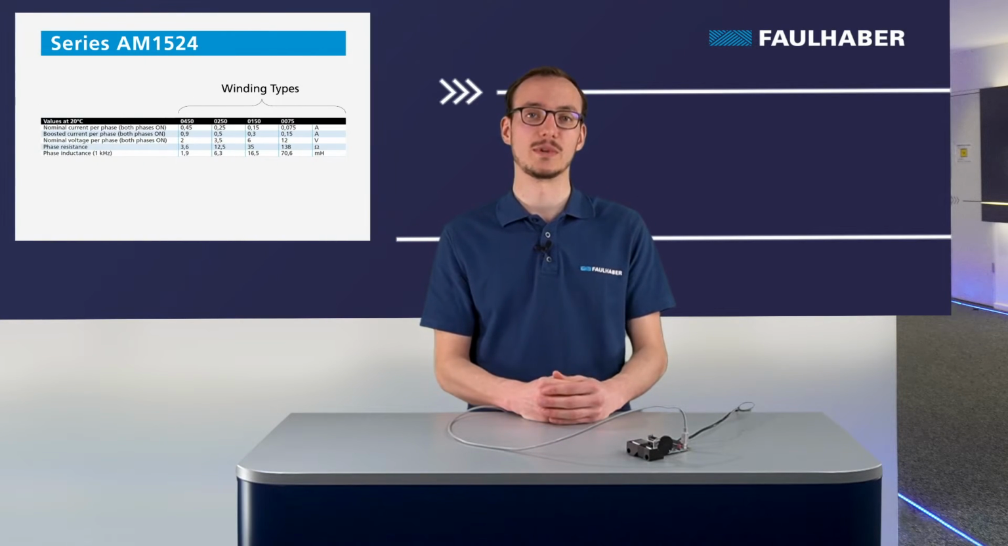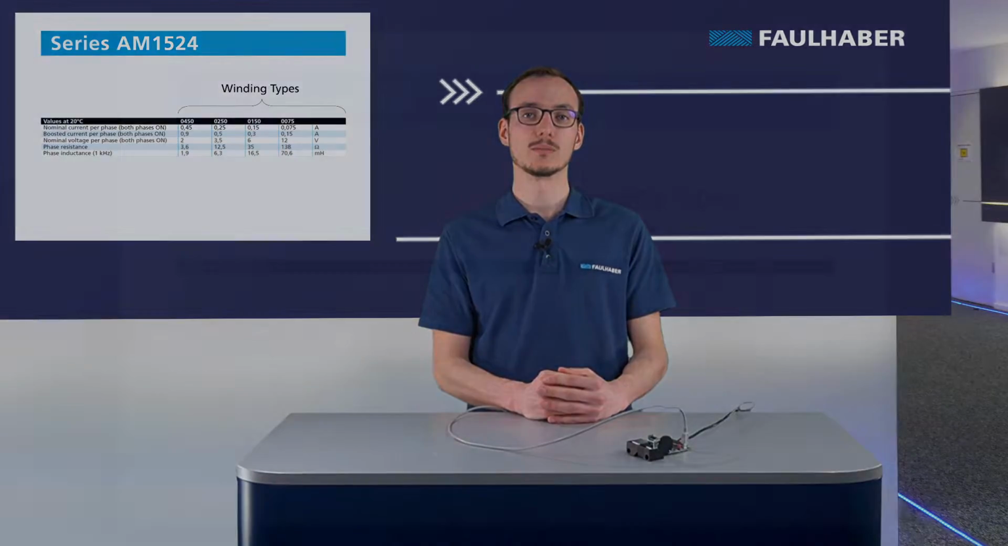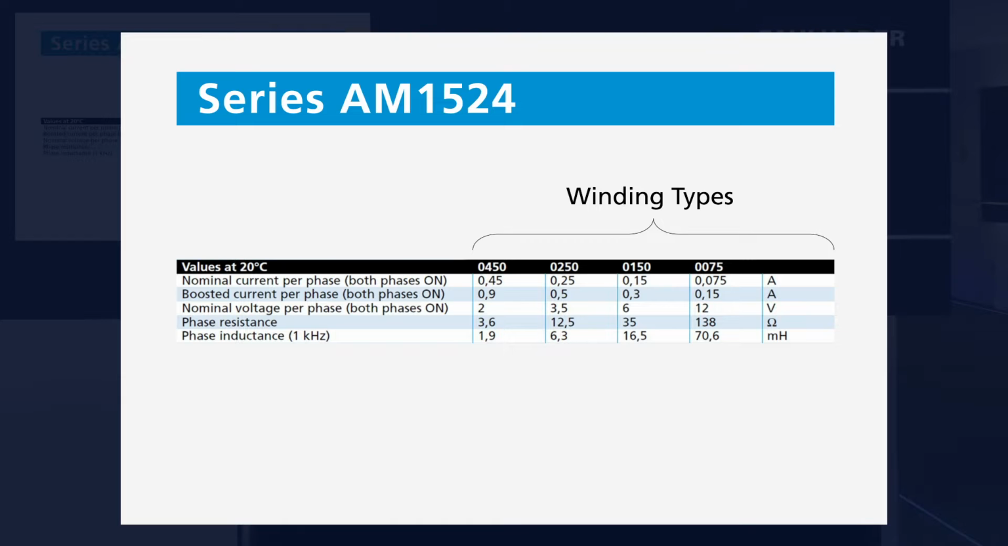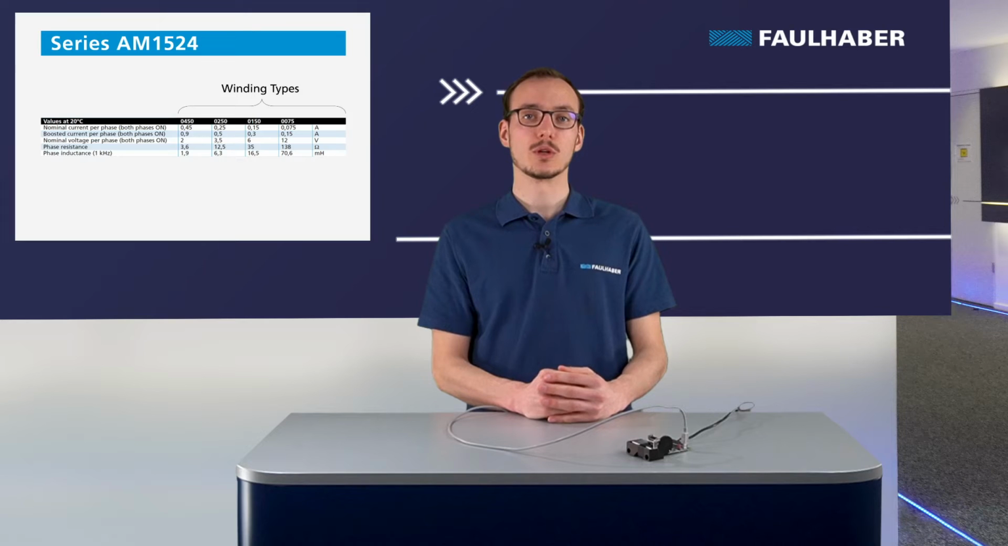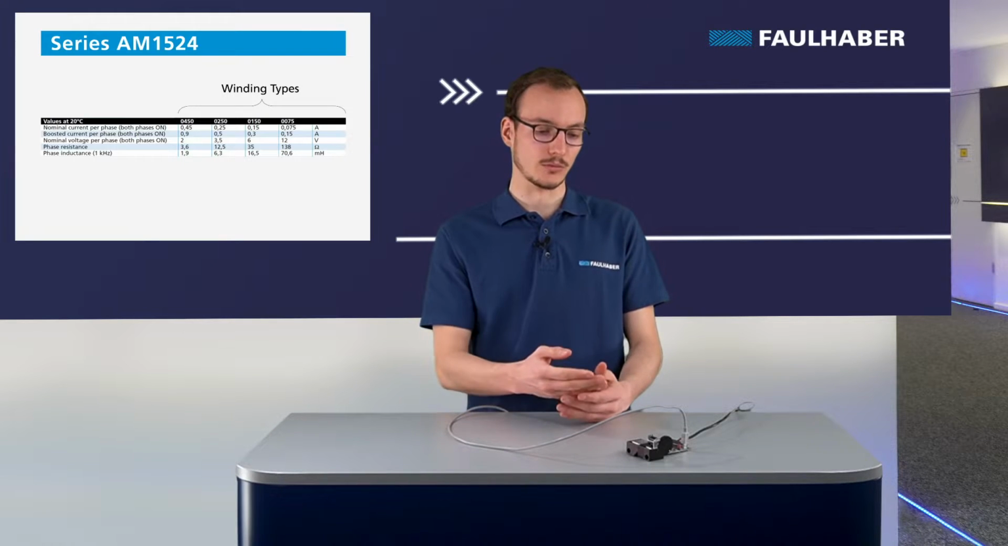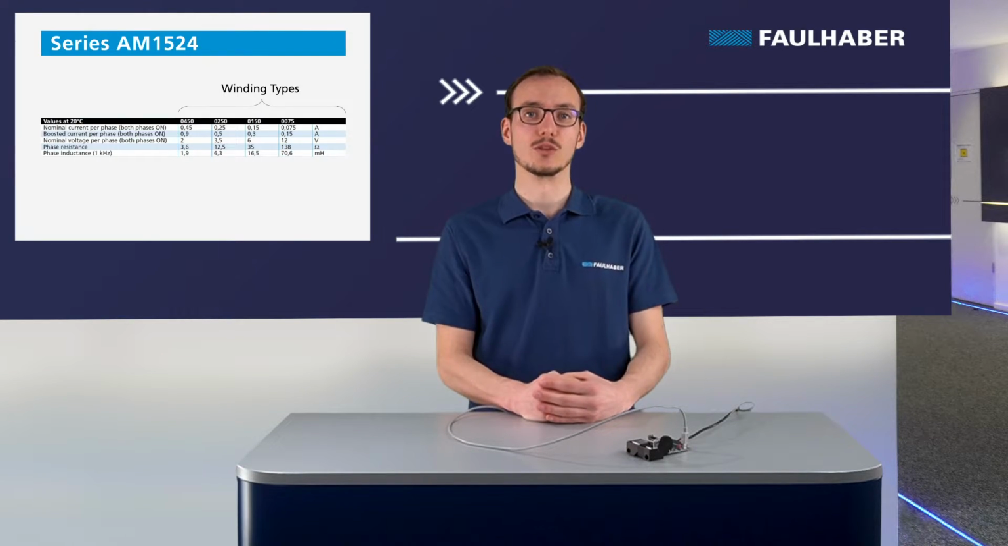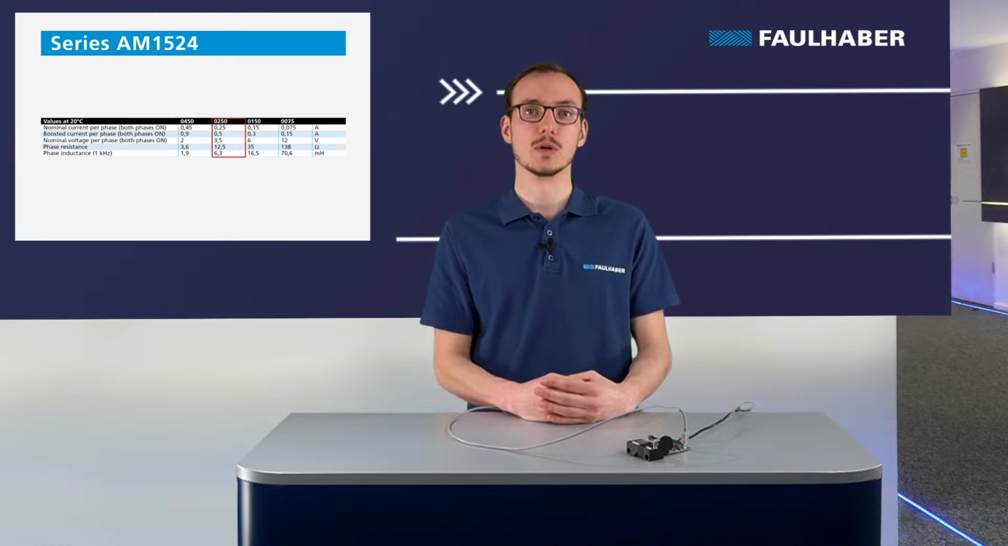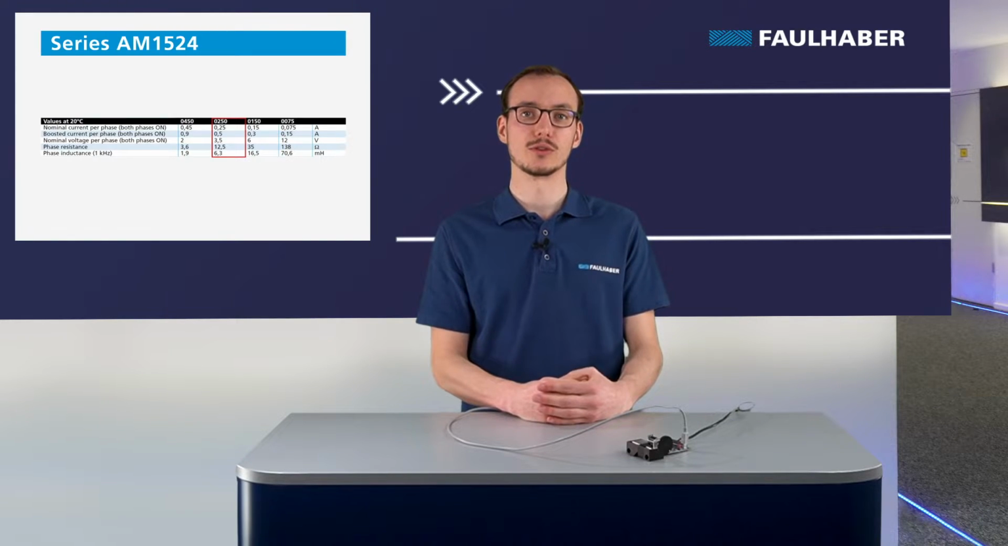Our stepper motors have different winding types, which means that different types of coils are used for the same motor diameter. If we take a look at the datasheet of the AM1524, we see that this motor actually has 4 different winding types. In the motor that we will use today, we have the winding type 0250, which corresponds to a nominal current of the motor of 250 milliamps.